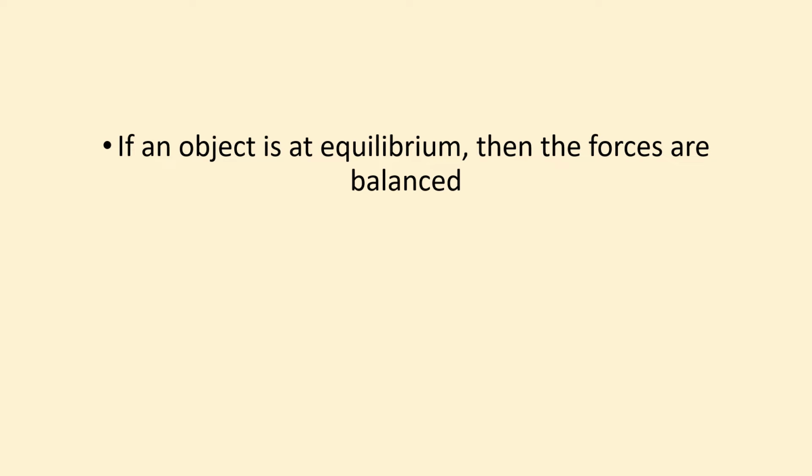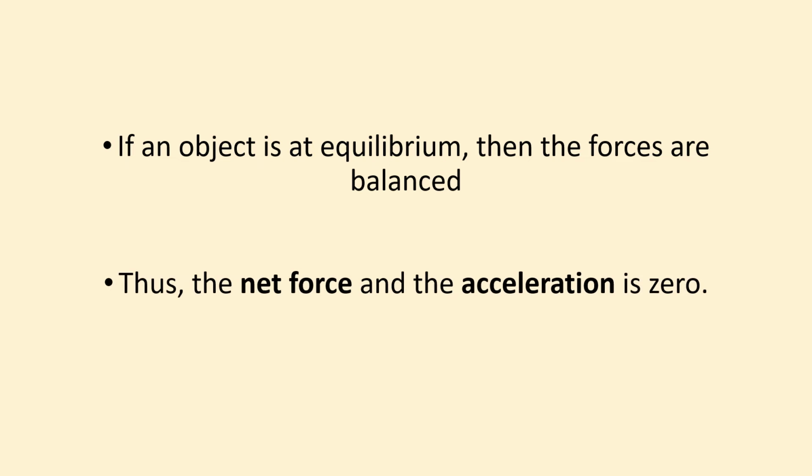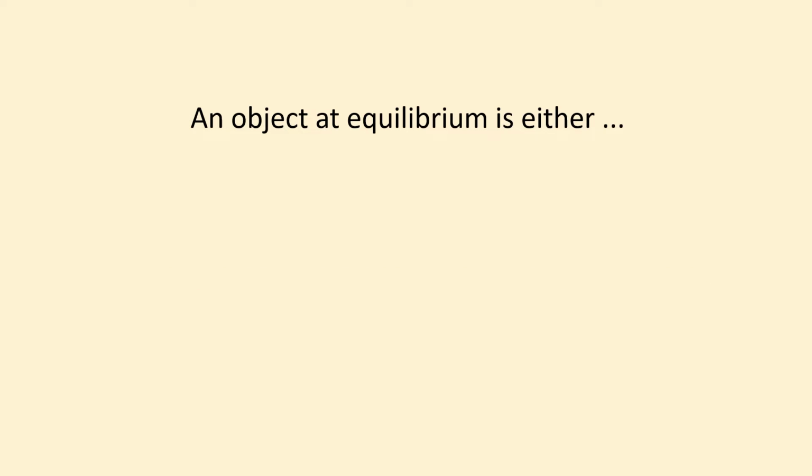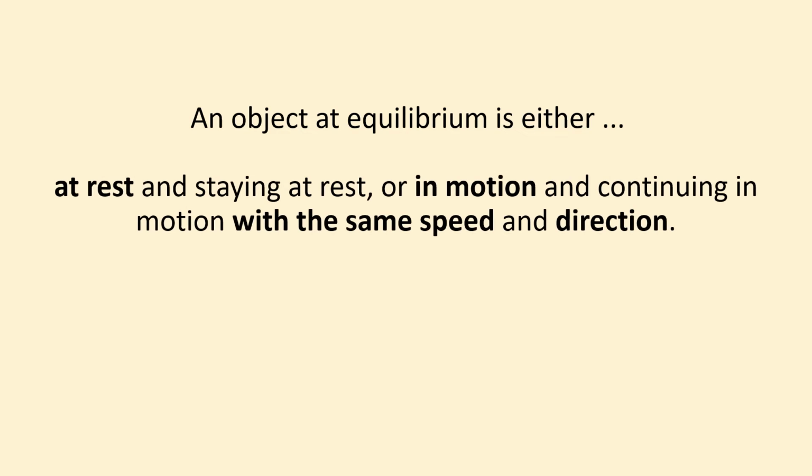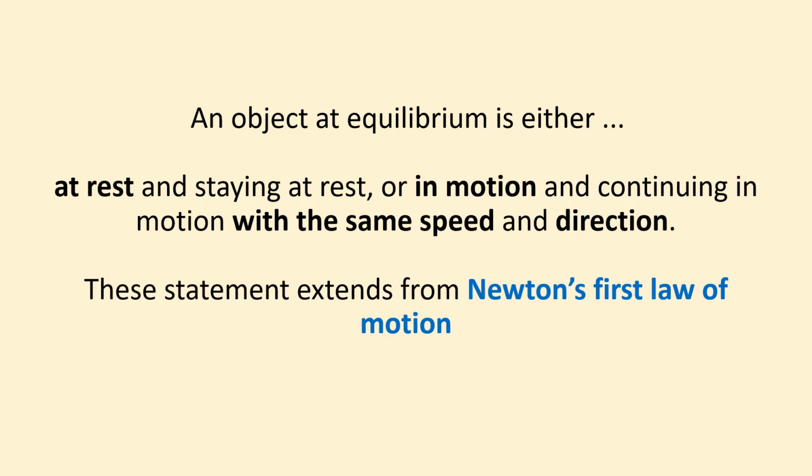Imagine if an object is at equilibrium, then the forces will be balanced. Thus, the net force and the acceleration will be zero. But having an acceleration of zero does not mean the object is at rest. An object at equilibrium is either at rest and staying at rest, or in motion and continuing in motion with the same speed and direction. This statement extends from Newton's first law of motion.